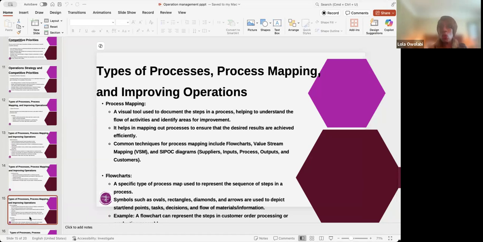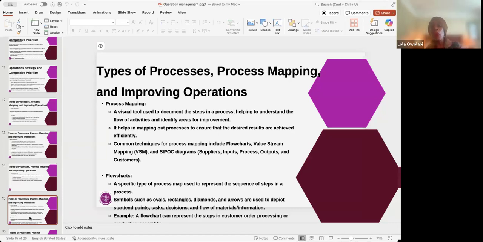And then we have what we call process mapping. Process mapping is a visual tool used to document the steps in a process. Think about it: you've got map, so think visual. It helps you to understand the flow of activities and to identify the areas for improvement. If you're not reviewing, you can't improve. It also helps you to map out processes to ensure that the desired results are achieved efficiently.